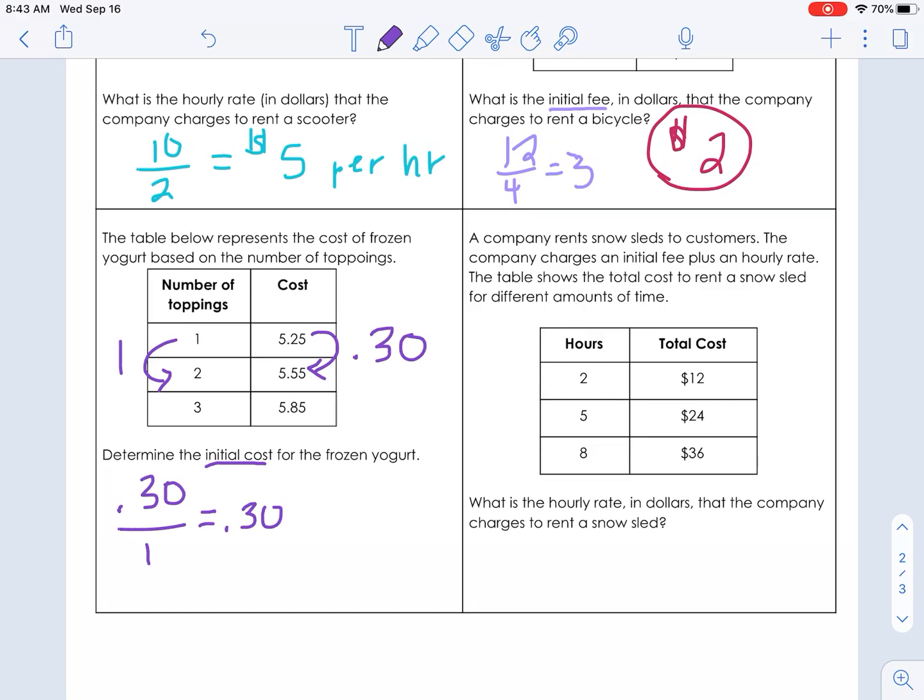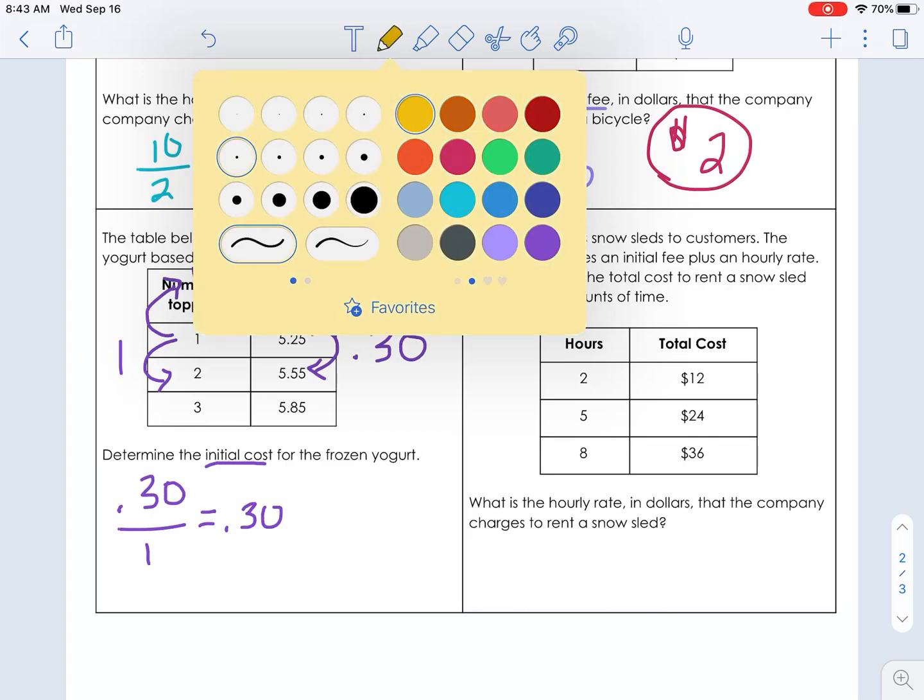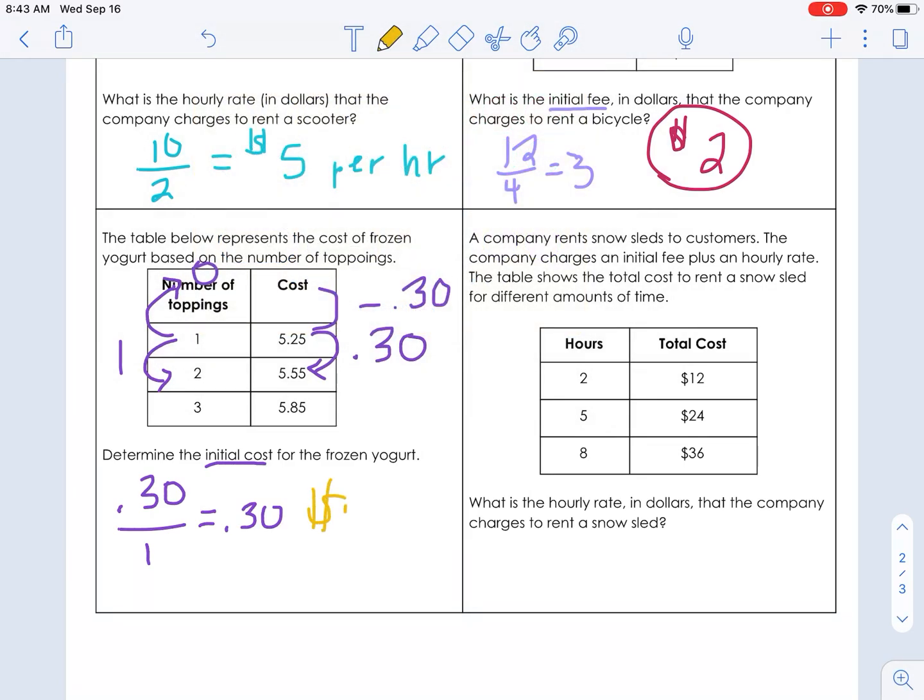But we have to find that initial cost. So we're going to have to take off that first topping to go back to 0. So we're going to have to take off 30 cents. $5.25 minus 30 cents would give us a total of $4.95 for the initial cost of the yogurt.